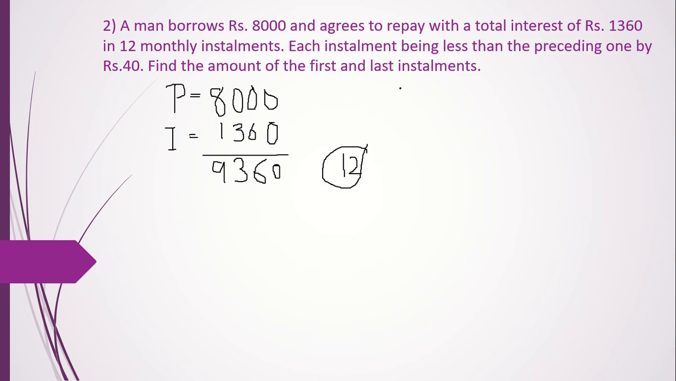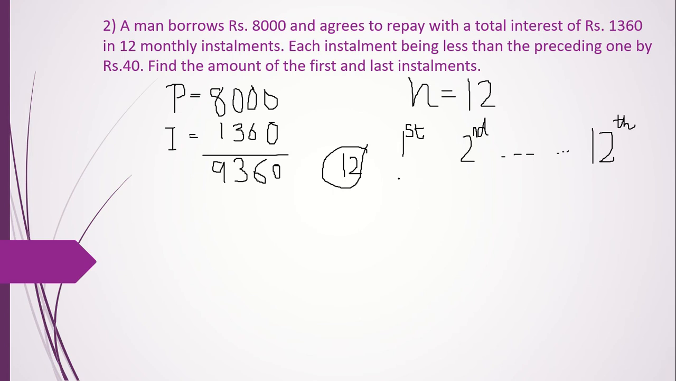So we know n is equal to 12. Now let's say first installment, second installment, third installment, like that there are going to be 12 installments. Now what else is given? Each installment being less than the preceding one by rupees 40. It means the installments are going to go on becoming smaller.